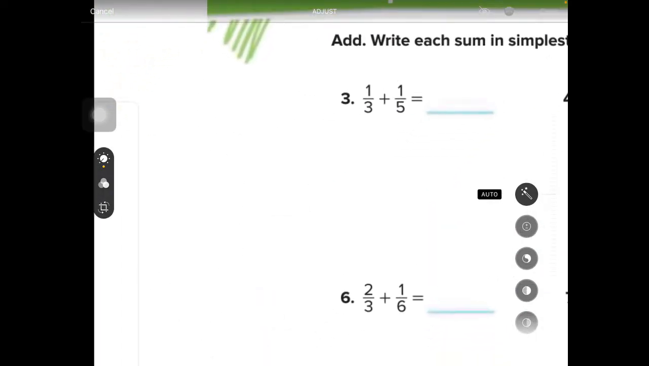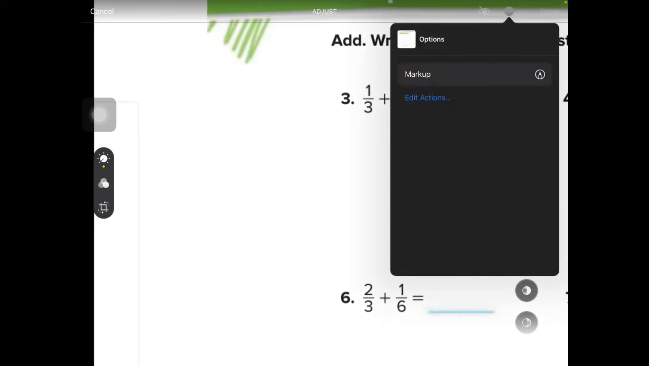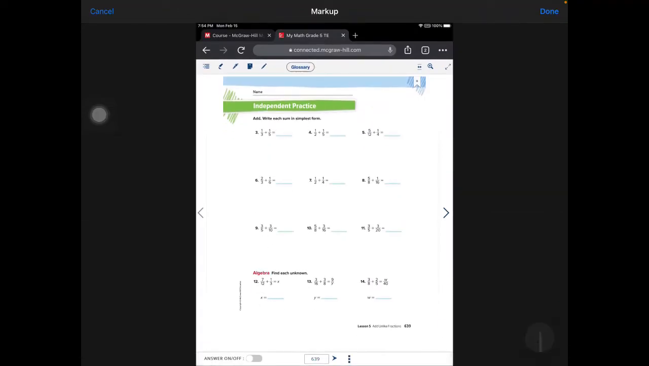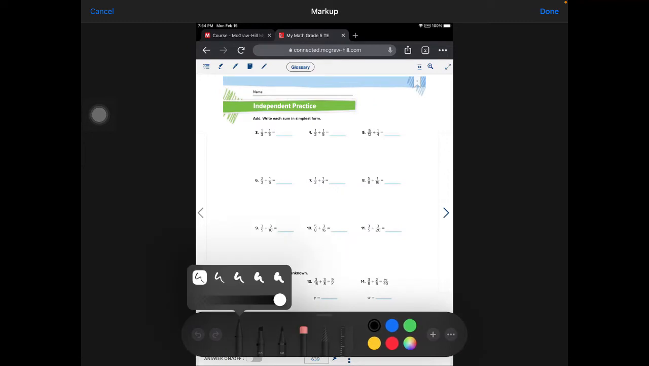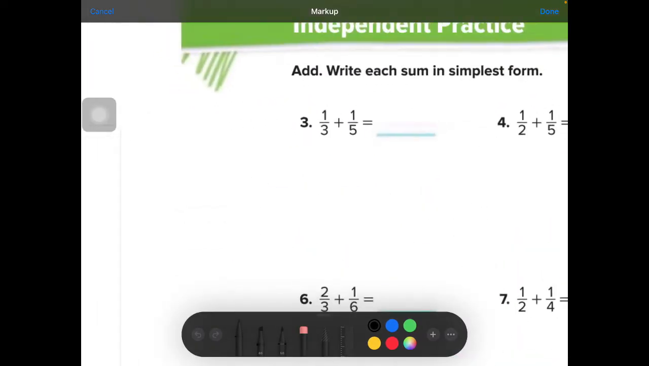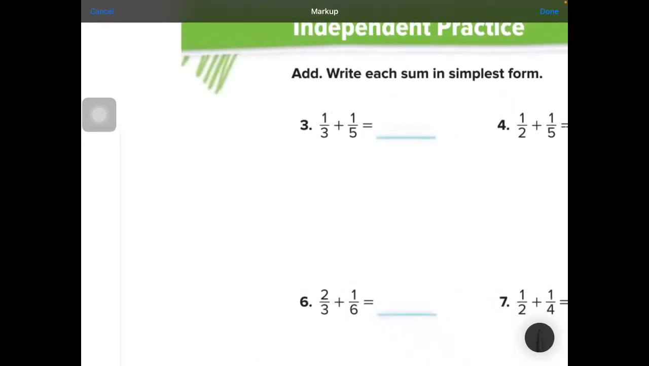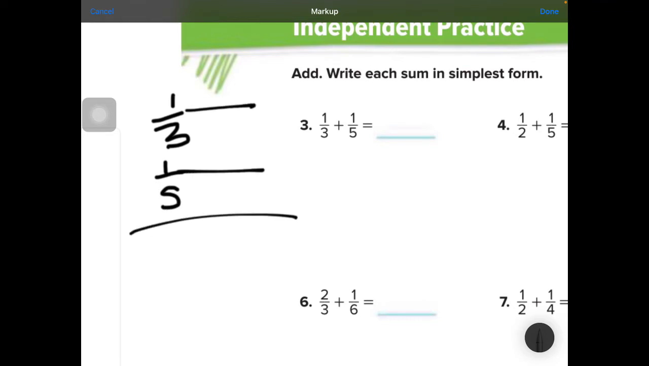Okay, we're going to work on this. I'm going to stack them. Of course, I have to push markup first. Makes life a little bit easier if I do it right the first time, right? There we go. We have 1/3 and 1/5. Okay, they both can go into 15. That will go into it 3 times.